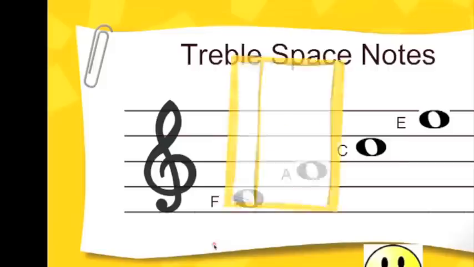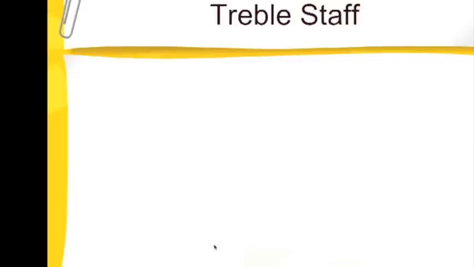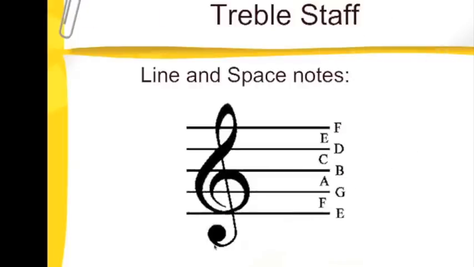Okay, so here's the entire treble staff with the lines and the spaces. So that bottom line is E, first space would be F, second line is G. Then remember, in music we start over. A, B, C, D, E, F. We always go line, space, line, space, line, space. Those are the notes as they are in order. Okay?